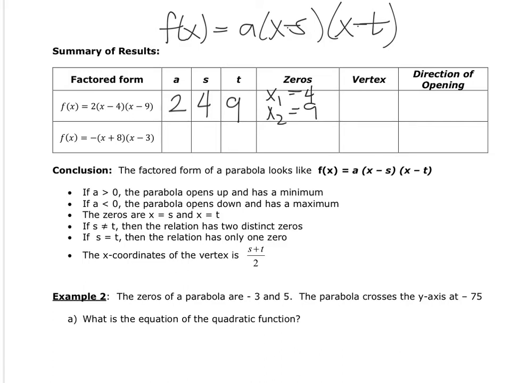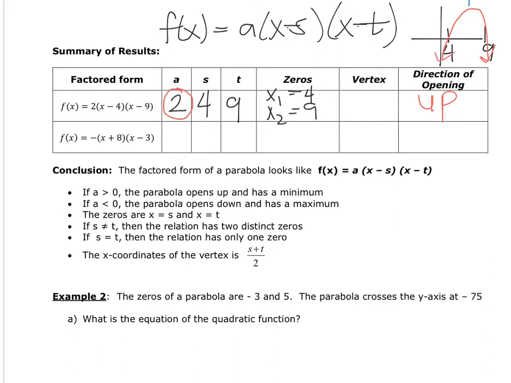What is our vertex? Can you remember this from a week ago? Well, just remember the parabola. If our first x-intercept is at 4 and our second x-intercept is 9, and we know that this parabola is going to open up. We know that direction of opening is definitely going to be up. So it's going to look something like this. How do we find that vertex?